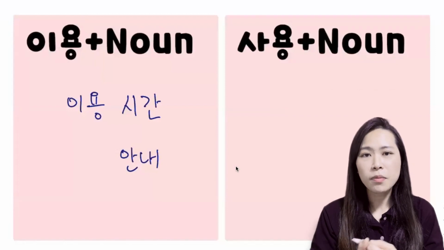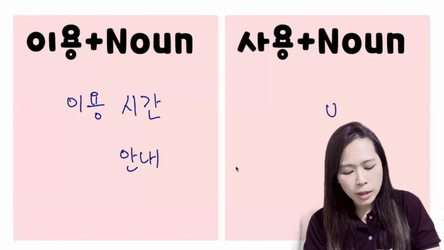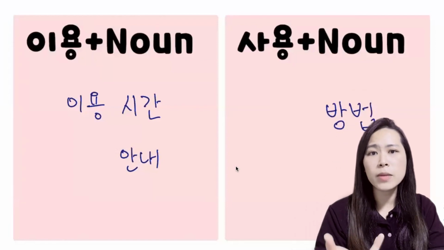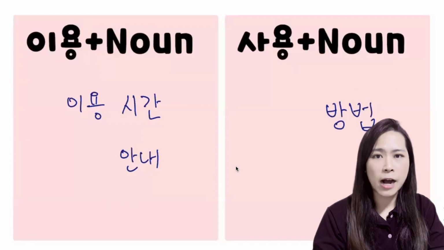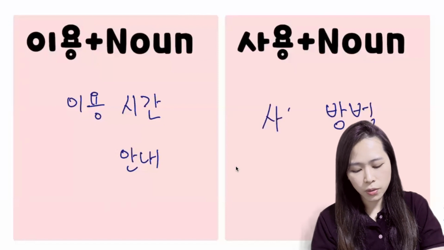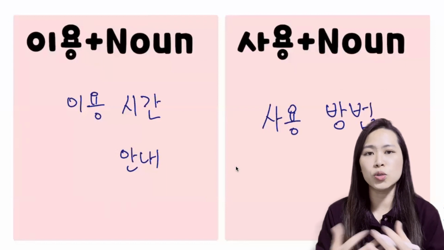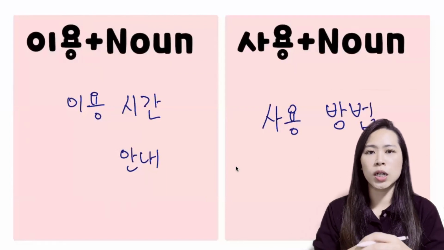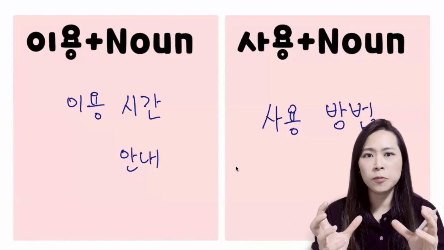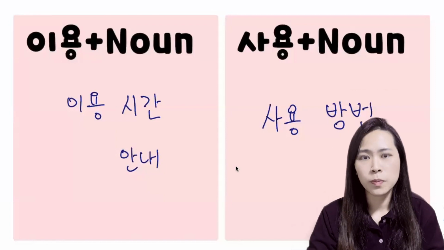Now on the other hand, we have 사용. 사용 방법. What is 방법? 방법 means a method, and it is also a Hanja word. So what kind of method is it? 사용 방법. The method to use this tool or this item, for example. How do you use this new oven, right? 사용 방법. Okay, all right.